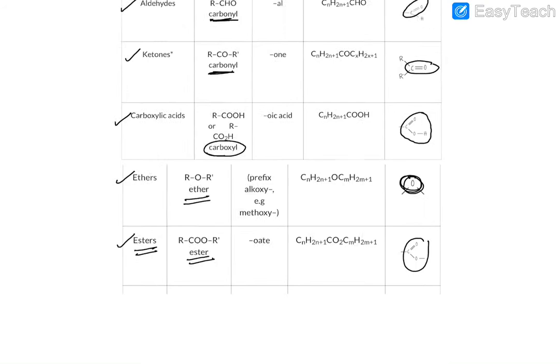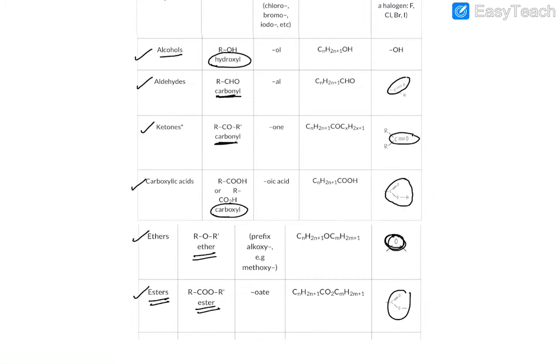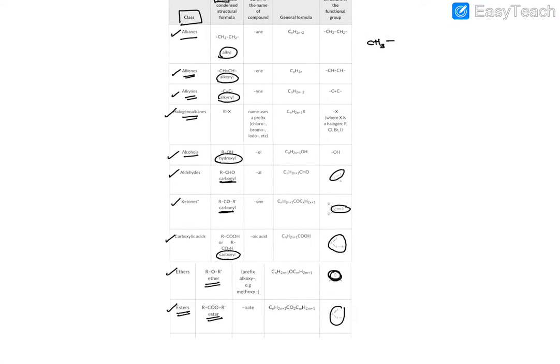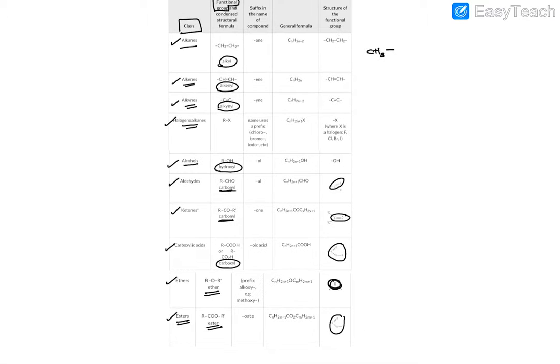Okay, so this is just a recap. It would be good if you would note down the different classes and the name of the functional group for each class. This is very important. It's specifically mentioned in the syllabus that you have to be able to differentiate between class name and functional group name.